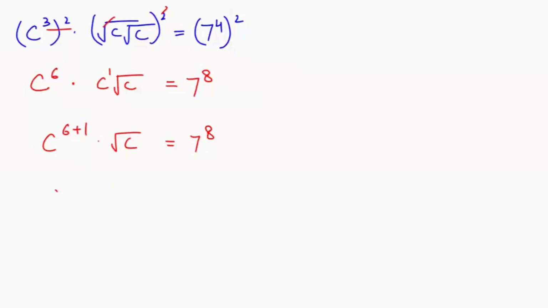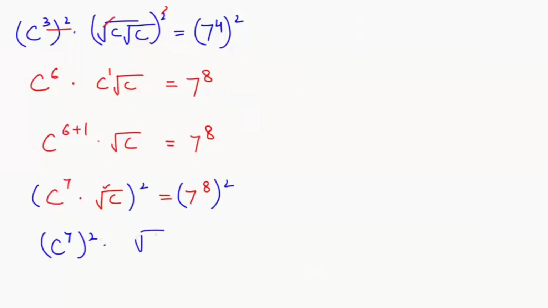And here again, c to the power of 7 times root of c equals 7 to the power of 8. Now again I'm going to remove this radical, so for that I'm going to square both sides. This will turn to (c to the power of 7) whole to the power of 2 times (root of c) whole to the power of 2 equals 7 to the power of 16. And here c to the power of 7 times 2 is 14, times c, the square and the root get cancelled, equals 7 to the power of 16.